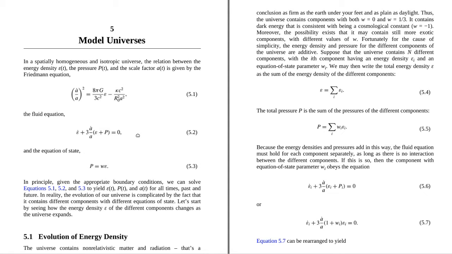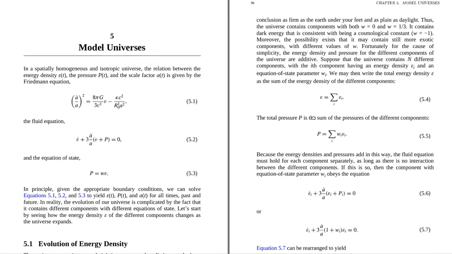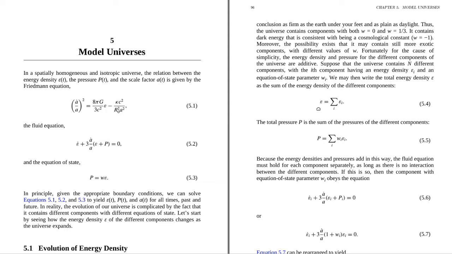So what you do instead is that you try to solve these equations component-wise for each component. And to do that, you assume that the components do not actually interact with each other, right? So first thing you do is over here, you write your energy density as a sum of the energy densities of the components, and then of course the pressure is going to be just the sum of the pressures of different components.